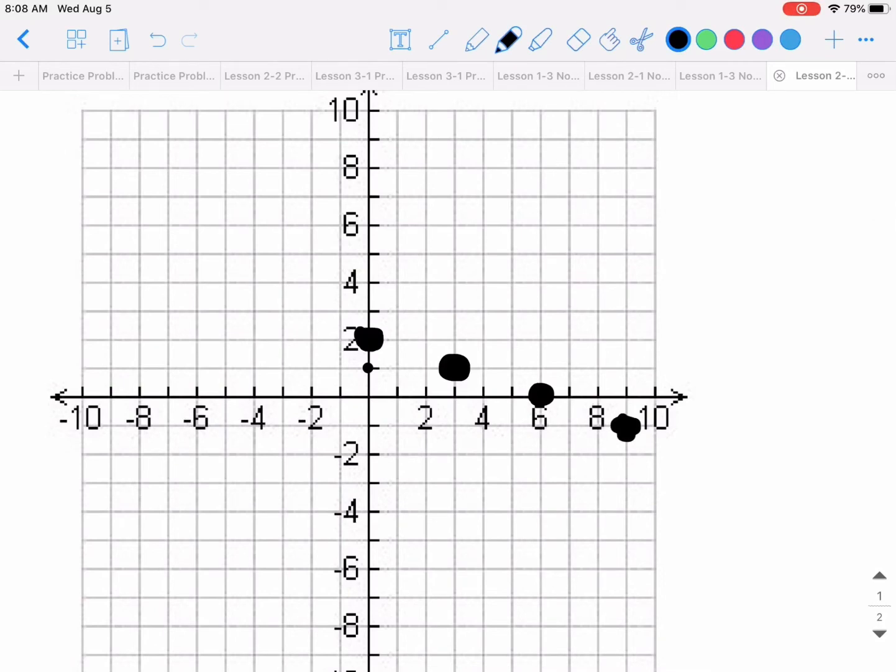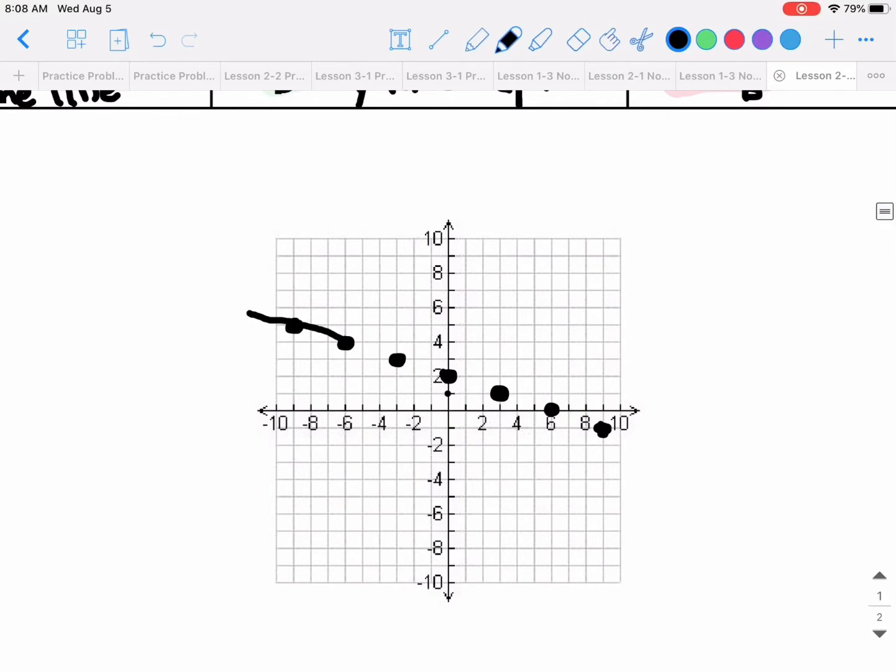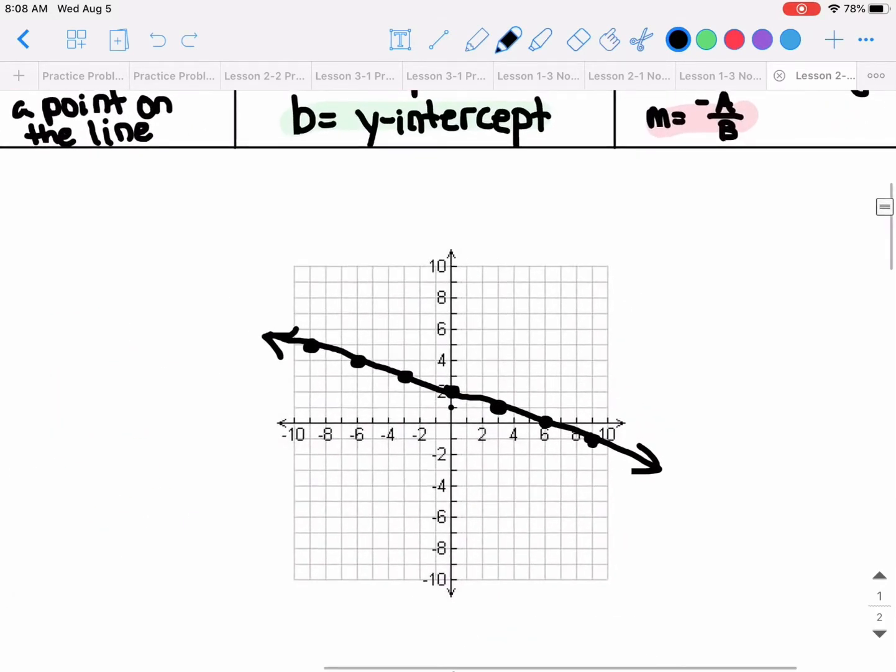And then if I wanted to start from here and go backwards, I would go up 1 to the left 3. And it should look like a straight line. I put a straight line through this, and there's my line. I need to make sure I'm including these arrows at the end to indicate that this line is going on forever. It's infinite. And just to clarify, this is our y-intercept.